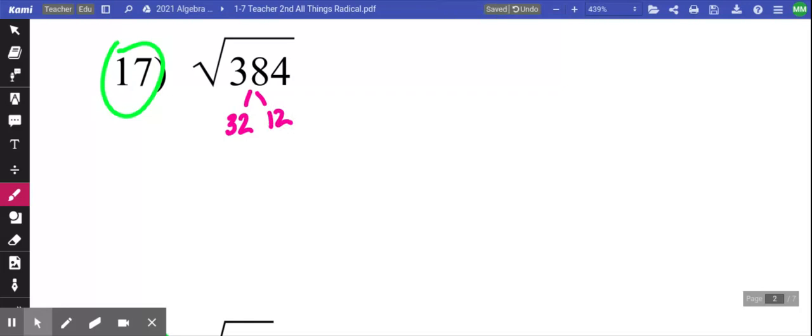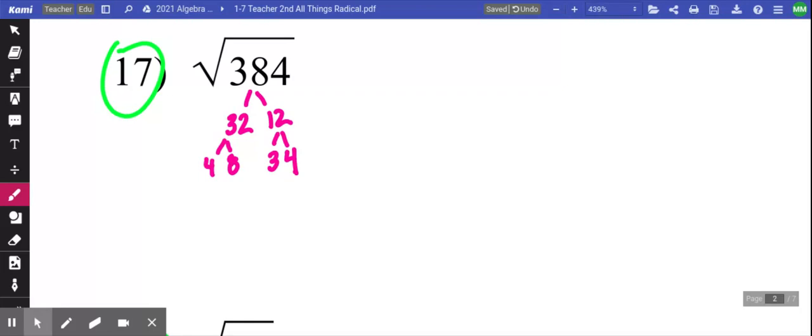And then I broke down 32, which is 4 and 8. And then I broke down 12, which is 3 and 2. 3 and 4, you mean? Oh, I did an oopsie. That's all right. 3 times 4, right? Yeah.